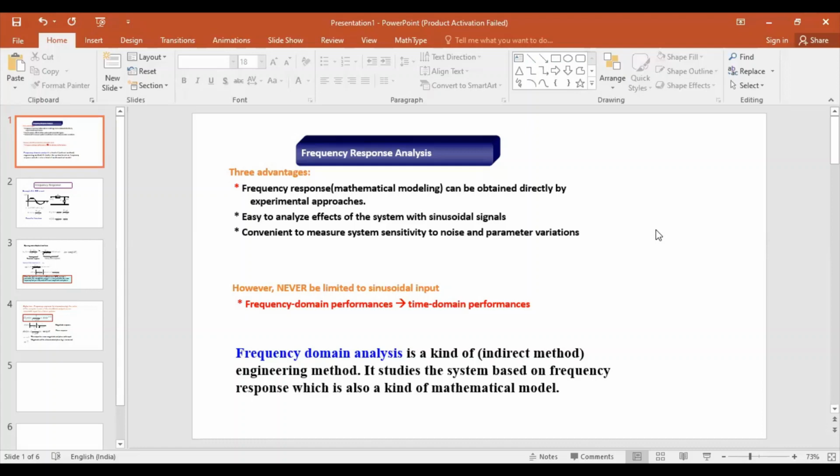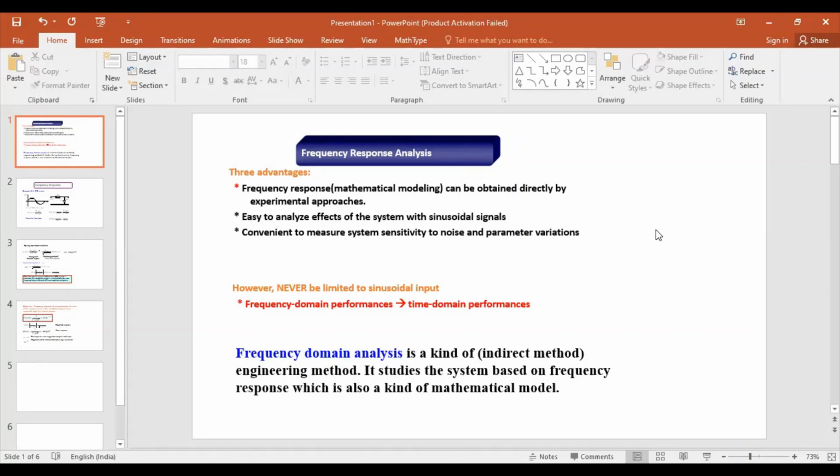So what was the observation made? This is also a kind of frequency analysis. The observation made is that the output is also sinusoidal, but with a different magnitude than the input and with a certain phase shift in the output as compared to the input. So these were the key observations made.